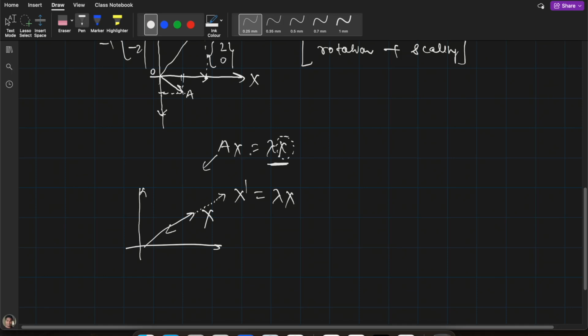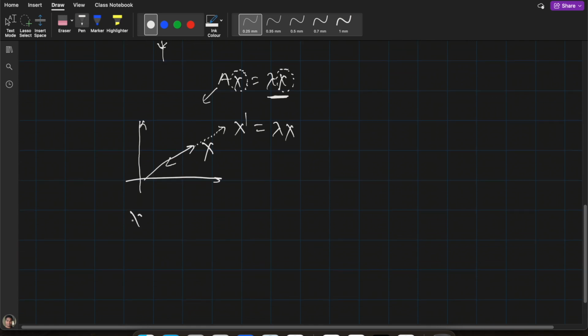Now the thing is, I have to find such a vector X such that the matrix A acts on X and gives the same direction as X, but scaled by lambda. Such a vector X will be called an eigenvector. Since it will be a family, I will write eigenvectors. And there will be many chances that you will get many eigenvalues, so lambda will be called eigenvalues.